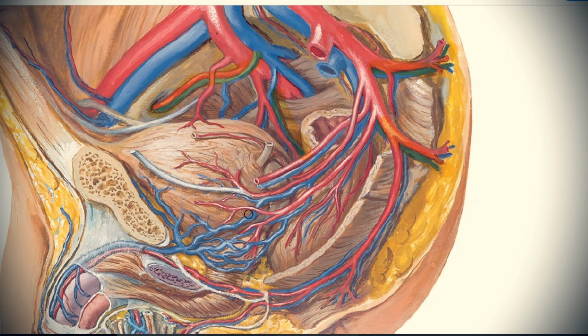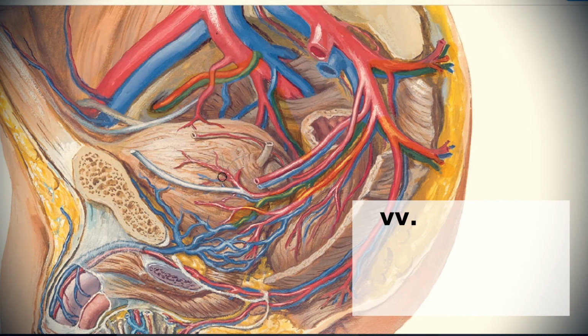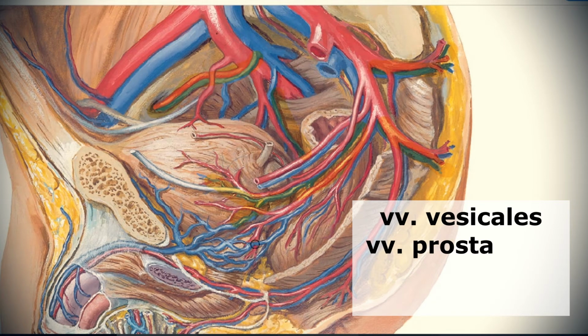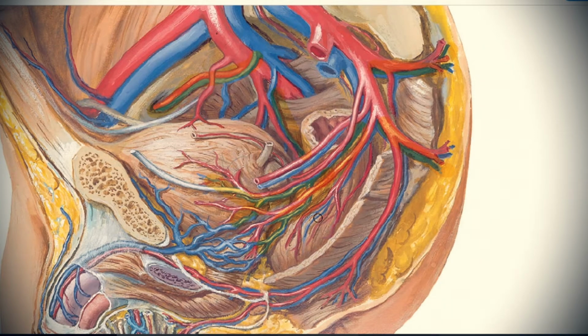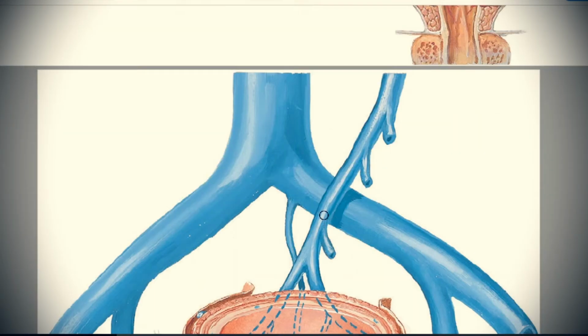So visceral branches are from plexus vesicalis, you will have vena vesicalis, superioris and inferioris. Next, from plexus prostaticus, there is a vena prostatica. In females there will be vena uterina, big, and vena vaginalis. Next, there is a big plexus rectalis and there will be a few veins.